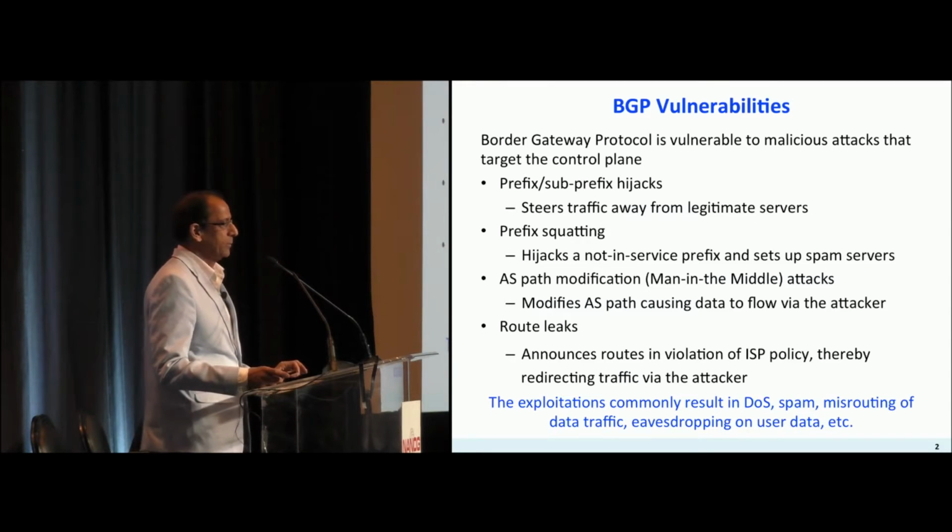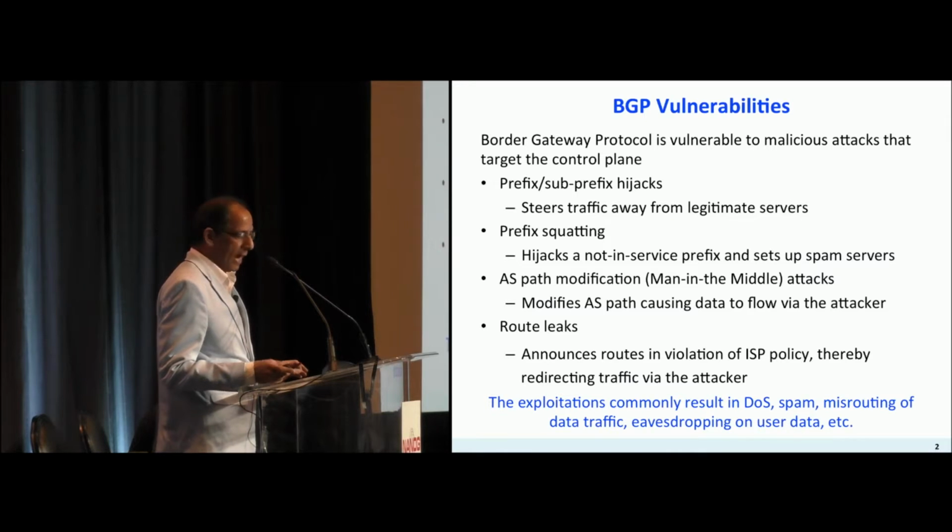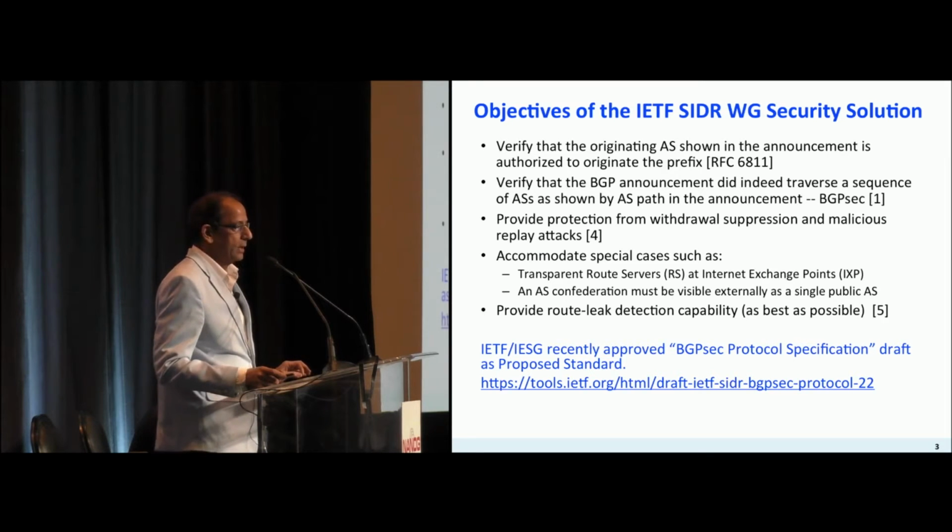So we have known about BGP vulnerabilities for a long time. Prefix hijacks, prefix squatting, AS path modification, man-in-the-middle attacks, Kapela-Pilosov type of attacks, and maybe forged origin attacks as well, and route leaks. There's been very active work in the IETF for the past several years to address these issues. This slide says objectives of the SIDR security solution.